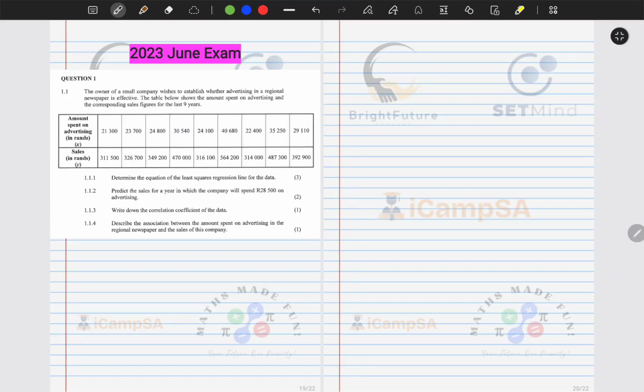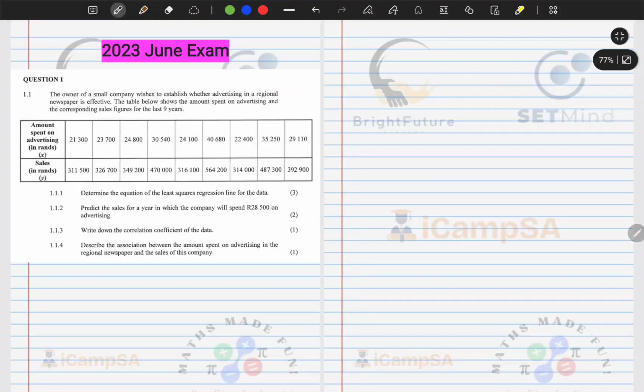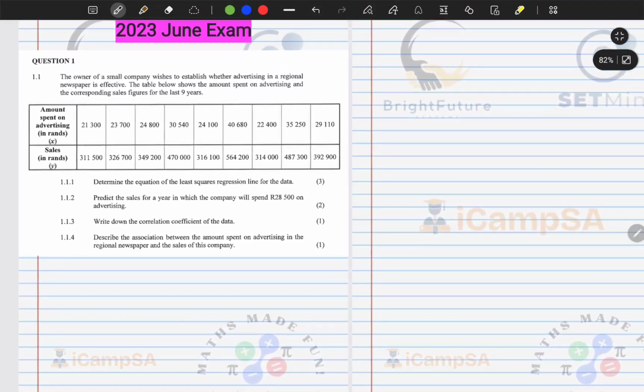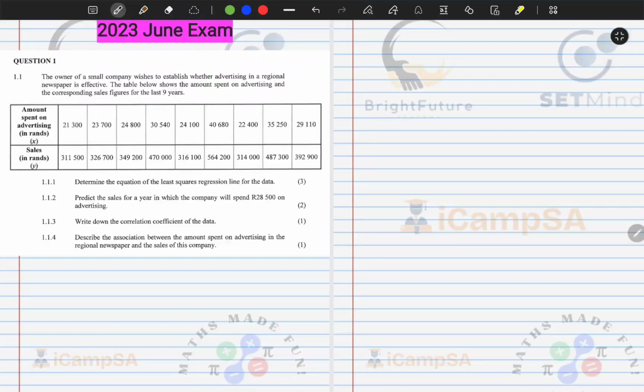So next, guys, let's have a look at question number 1. This is from the 2023 June exam. The statement reads, the owner of a small company wishes to establish whether advertising in a regional newspaper is effective. The table below shows the amount spent on advertising and the corresponding sales figures for the last 9 years. We're given the table where at the top we have X and at the bottom we have Y. We are required to determine the equation of the least squares regression line for the data.